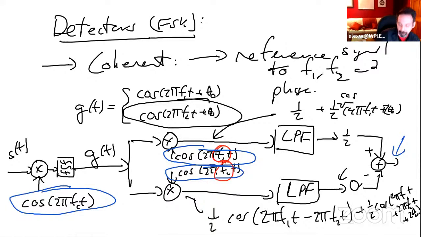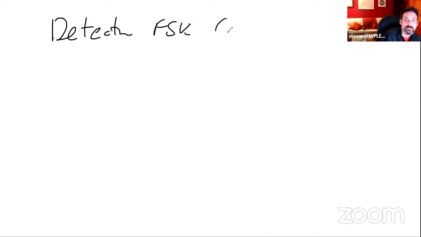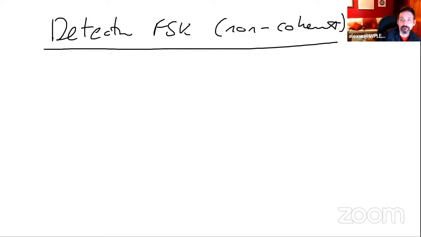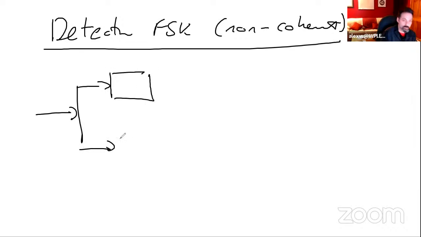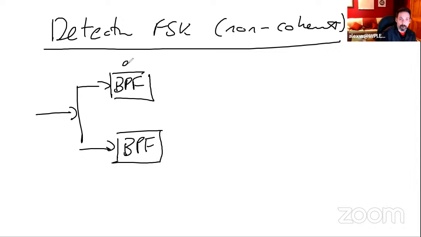Alternatively, you can also do non-coherent detection. So a non-coherent detector of FSK is you can do the following. You take the signal, and what you do is you bandpass filter it. This could be at f1, this can be f2.